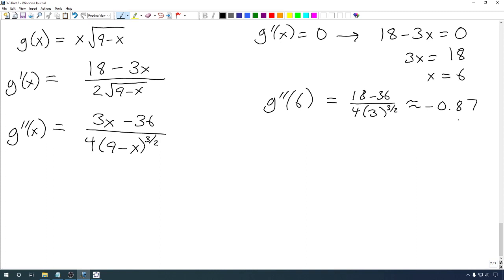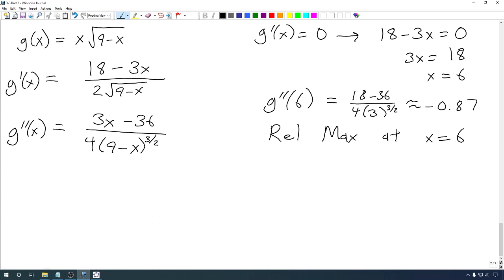Since we have a negative number for our second derivative at a point where the first derivative is equal to 0, we have a relative maximum at 6. That's what our second derivative tells us. We have a single critical point and it has a relative maximum at that critical point.